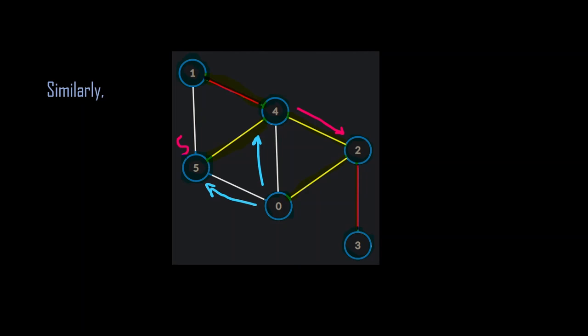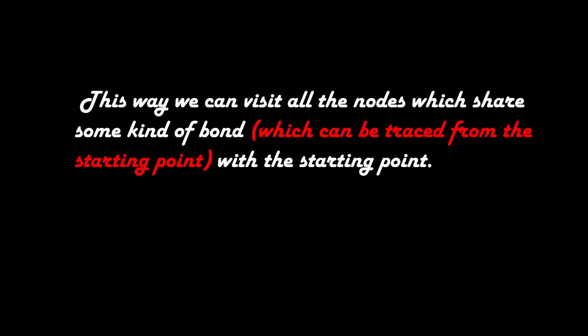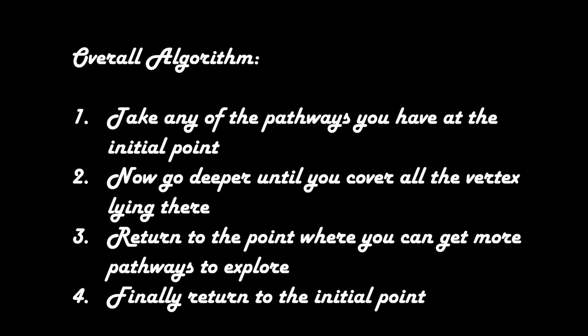And now again a case arises where we see that we can either go from 0 to 5, 0 to 4, but none of those make sense because they are already visited nodes. So we return back to 2, and then from 2 we return back to 4, and then from 4 we return back to 5. And in this way, we basically traverse all the nodes which share some kind of bond with the starting point. And I have said it many times in this video that we traverse all those points which are traceable from the initial point we chose.